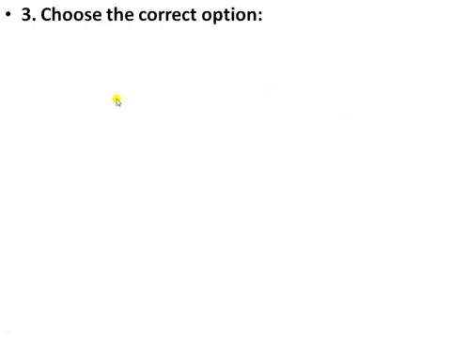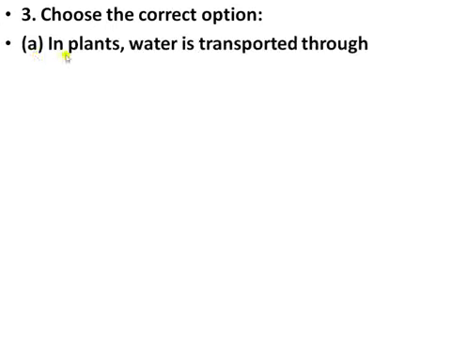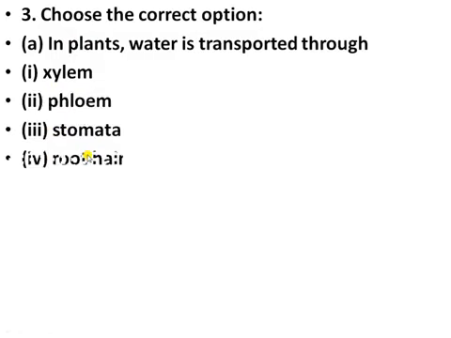Moving on to the third question, choose the correct option. The first is: in plants, water is transported through, your first option is xylem, second is phloem, third one is stomata, fourth one is root hair. So in plants, water is transported through xylem. The answer is xylem tissue, because the two vascular tissues, xylem and phloem, are present in the plants. Xylem helps to transport the water and phloem helps to transport the food.